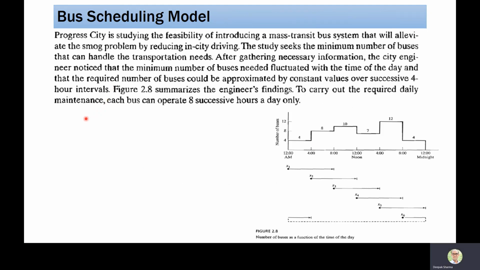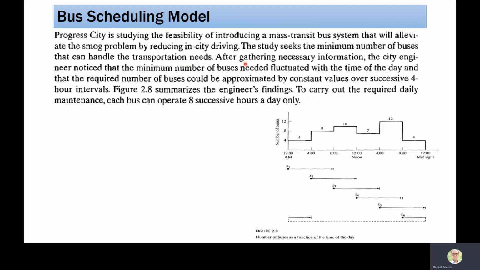Now let us understand another problem, which is related to the bus scheduling model. The problem statement says that Progress City is studying the feasibility of introducing a mass transit bus system that will alleviate the smoke problem by reducing in-city driving. The study seeks the minimum number of buses needed to handle the transportation need. So you can see that our objective function is already defined: the minimum number of buses that can handle the transportation need.